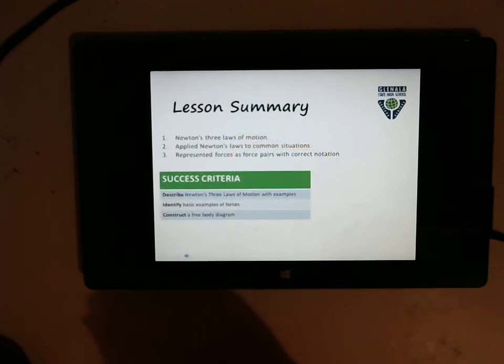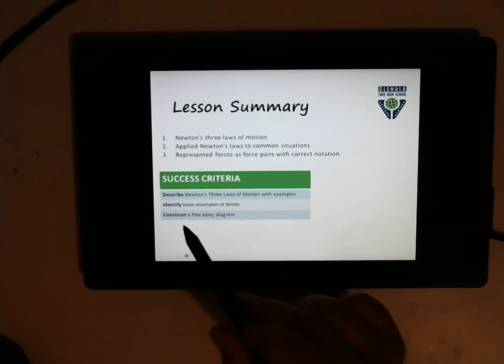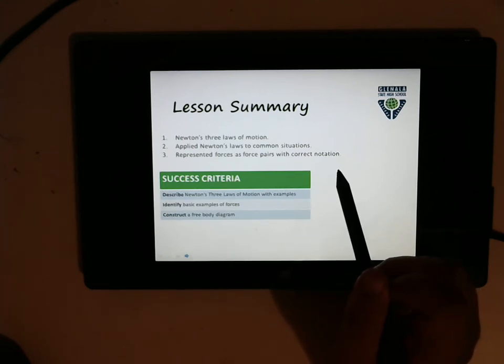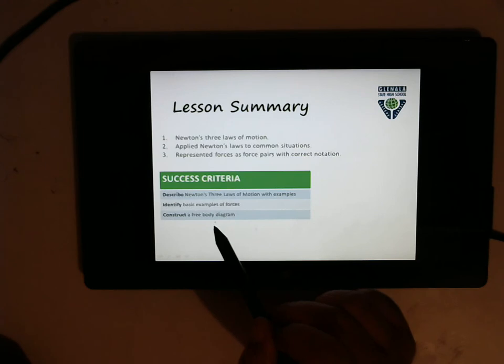So in this video we've covered three things. One, Newton's 3 laws of motion, so you should be able to describe those 3 laws. We've applied Newton's laws to a common situation, our accelerating object. We can see it's a very simple formula. And finally, we've represented some force pairs with correct notation, and that's appearing there on our free body diagram.